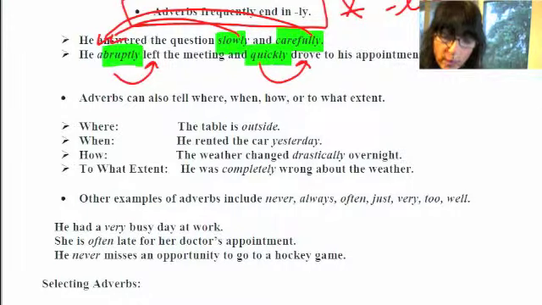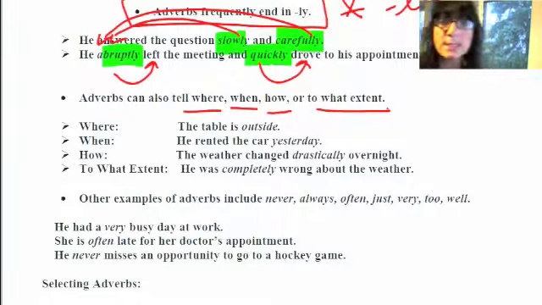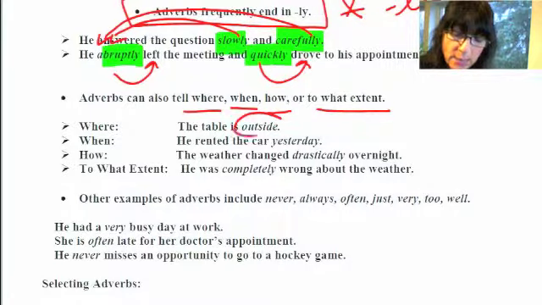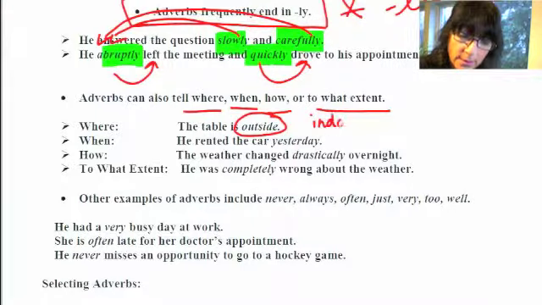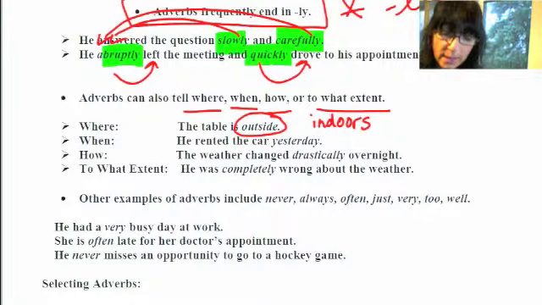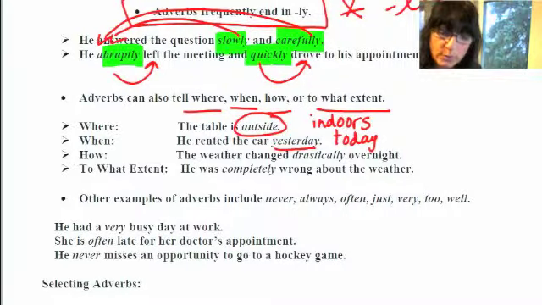A second way that you can tell if a word in a sentence is an adverb is it will tell you where, when, how, or to what extent. So let's take a look. Where? In this sentence, the table is outside. Outside is an adverb because it's telling you where it is. It's outside. Indoors would be another one. When? If it answers the question when, it's also an adverb. He rented the car yesterday, today, tomorrow. All those words would be adverbs referring to when.